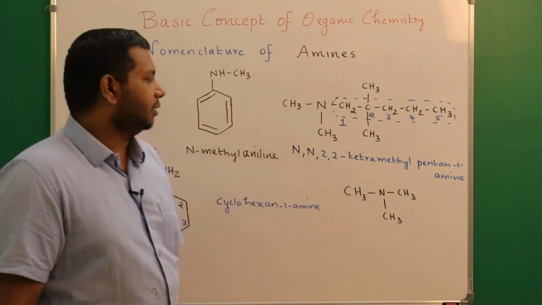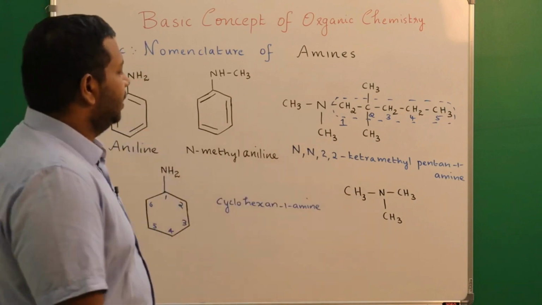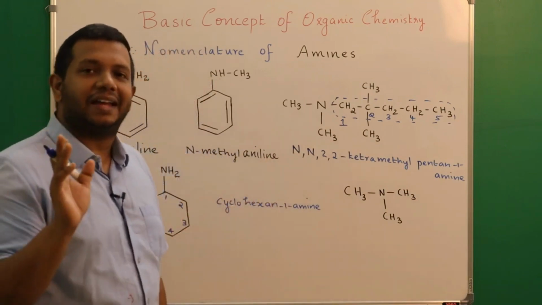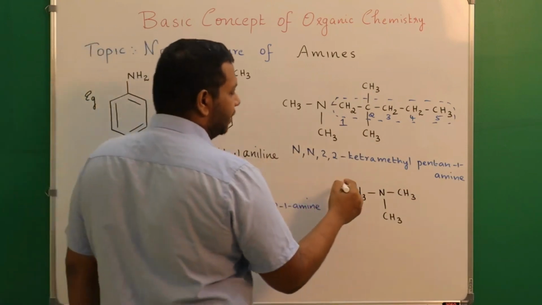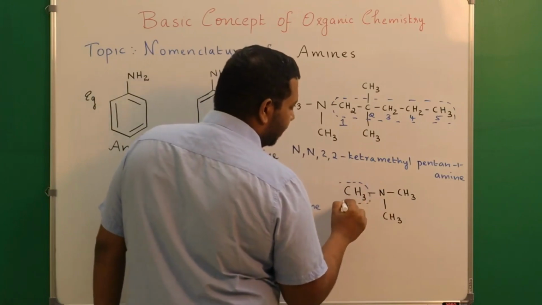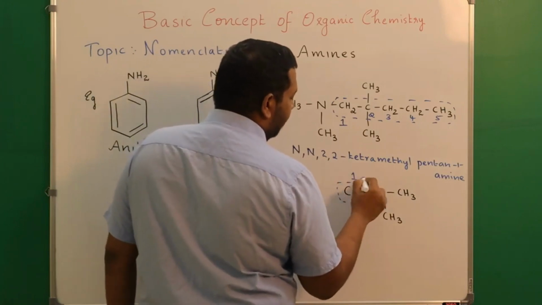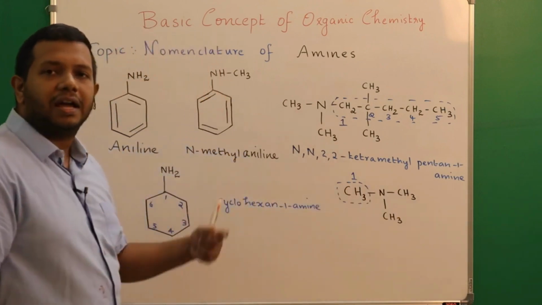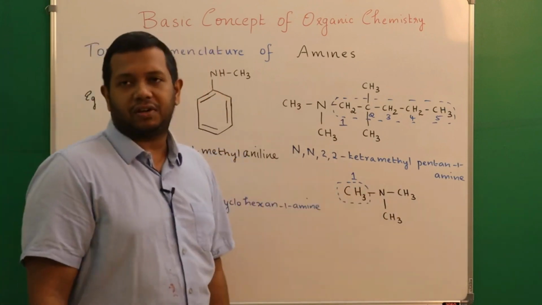Now coming to the last one. You have CH3, CH3, CH3, all are equal. In this case you can take any one of the CH3 as the parent carbon chain. So let me take this as my parent carbon chain. There is only one carbon, that's it. So how can I say N,N-dimethyl? Why? Because it's a tertiary amine.